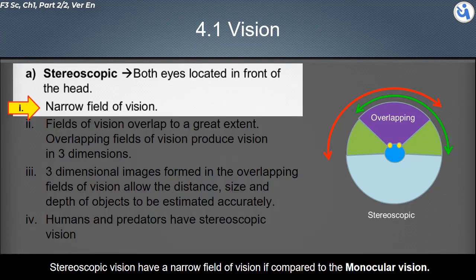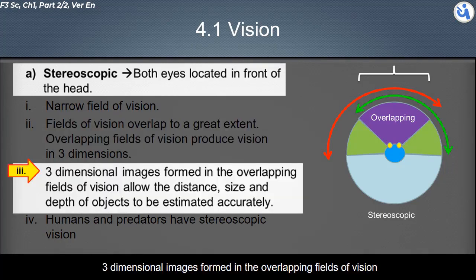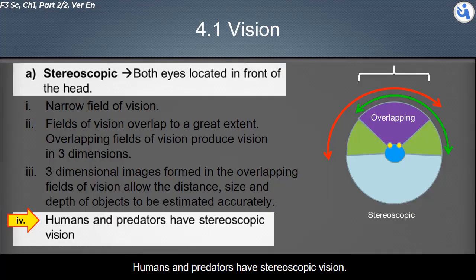Stereoscopic vision has a narrow field of vision compared to monocular vision. Fields of vision overlap to a great extent. Overlapping fields of vision produce vision in three dimensions. Three-dimensional images are formed in the overlapping fields of vision. It allows the distance, size, and depth of objects to be estimated accurately. Humans and predators have stereoscopic vision.